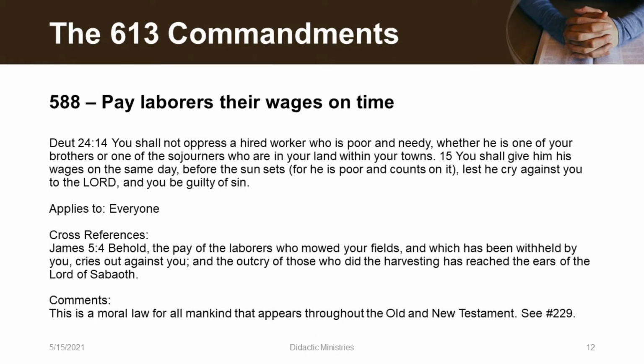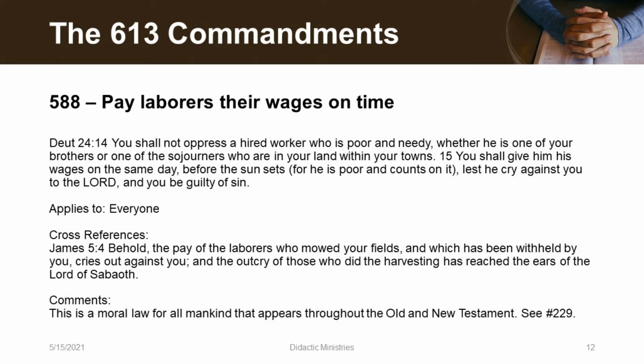Commandment 588, pay laborers their wages on time. Deuteronomy chapter 24, verse 14 says, "You shall not oppress a hired worker who is poor and needy, whether he is one of your brothers or one of the sojourners who are in your land within your towns. You shall give him his wages on the same day, before the sun sets, for he is poor and counts on it, lest he cry against you to the Lord, and you be guilty of sin." This is a general moral law for all mankind that appears throughout the Old and New Testament.